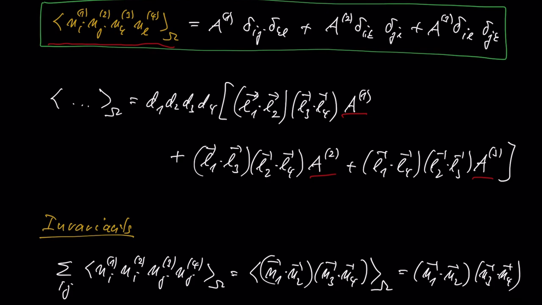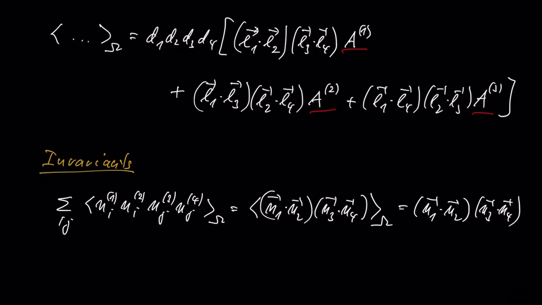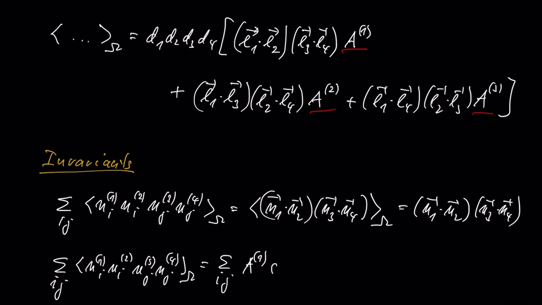And because we also have up here the assumption that the whole tensor depends in a specific way on some unity tensors, we can also evaluate the same sum over an expression which contains A1, A2 and A3. So taking the sum over IJ of N1 I N2 I N3 J N4 J here will give me the sum over IJ of A1 delta II delta JJ plus A2 delta IJ delta IJ plus A3 delta IJ delta IJ.